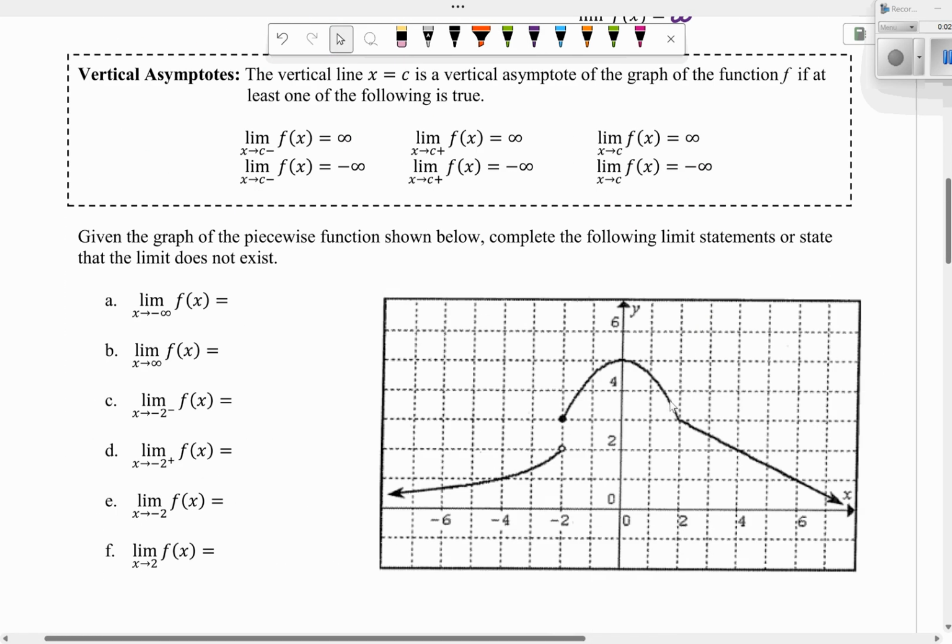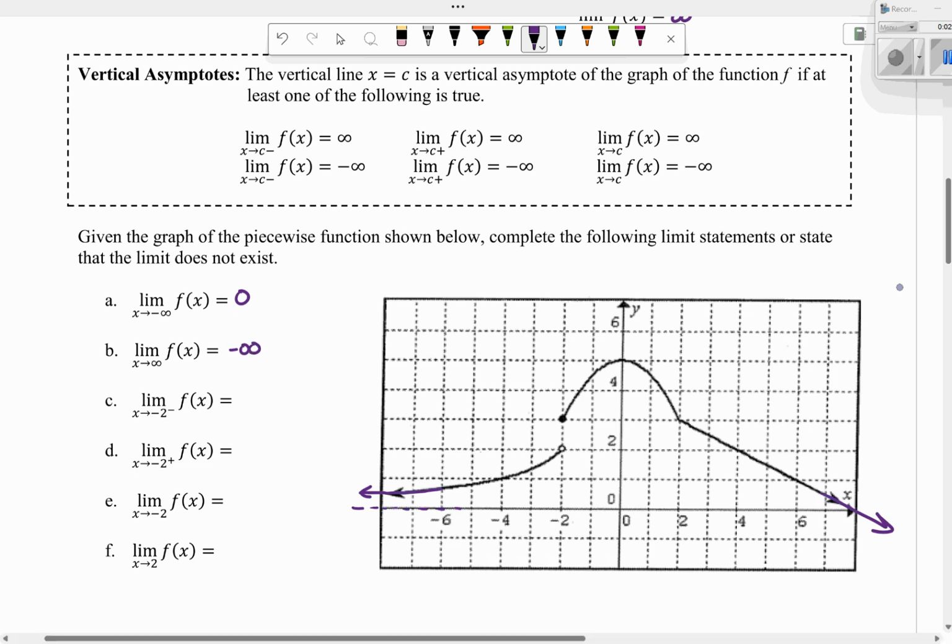So given the graph of the piecewise function shown below, complete the following statements or state that the limit does not exist. So we're looking at first, it looks like the limit as x approaches negative infinity. So here, it's hard to tell, but it looks like we're approaching an asymptote here at 0. So I would say 0. The limit as x approaches positive infinity, you can see is going down towards negative infinity.